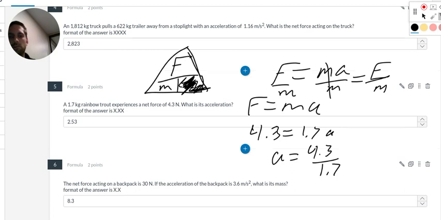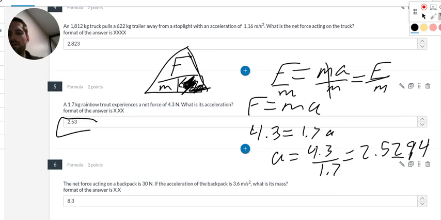Now I get 2.52941, and I'll round that to 2 decimals. So there's a 2 there, and there's a 9 here, so I round that, and I'll get 2.53.